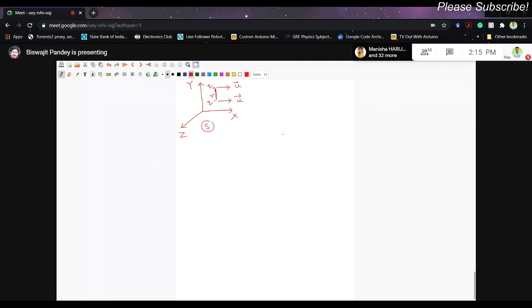Okay, fine. Now let us consider another inertial frame, which we label as S prime. This frame S prime is moving along the x axis with a velocity which is exactly the same as the velocity of the charged particles. So V is exactly equal to u, magnitude and direction both.